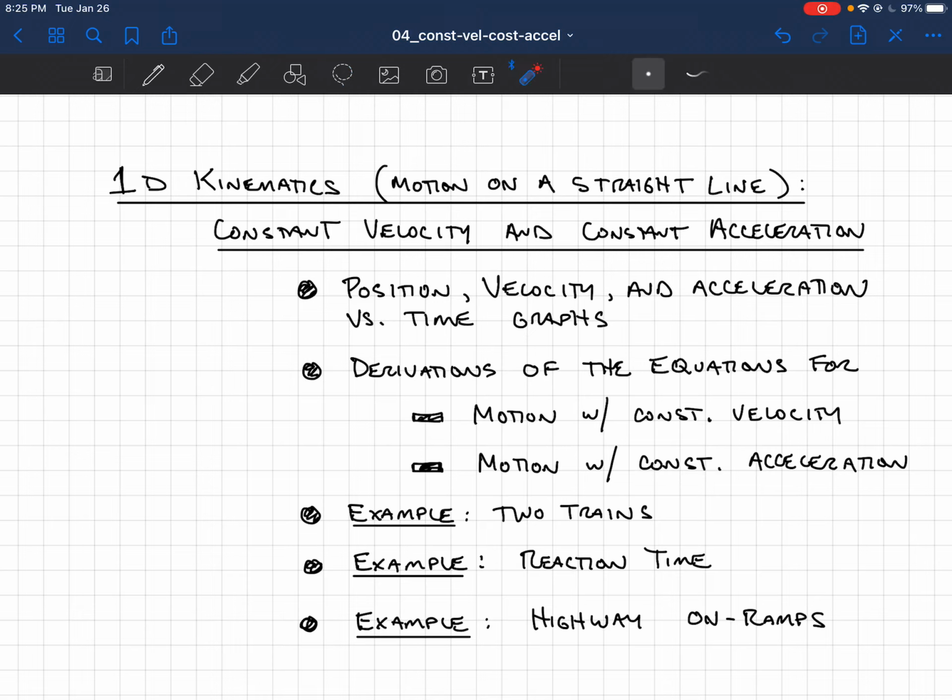So we'll first talk about how these things are related in their graphs. Then I'll derive the equations that we'll be using to solve problems like this, to show you where they come from. These equations will be on your equation sheet. And then we'll do 3 examples: the classic 2 trains meeting, reaction time of a driver, and then how long we need to make a highway on-ramp.